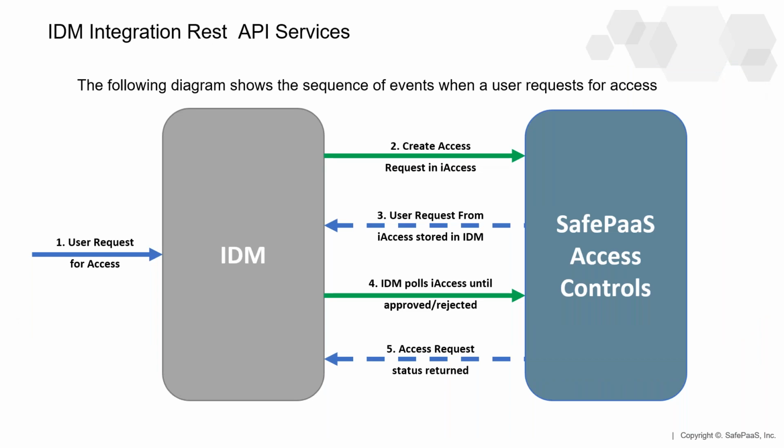So if you do have an IDM system, we do provide API services. So SafePass access controls can work in conjunction with your ticketing system, if that's what you're using for manual IDM, or if you're using a sophisticated IDM system, you've already invested in that, you don't need to throw that away. We can leverage that and basically talk to it through these various IDM services that iAccess offers, which is one of the products that we'll talk about in our case study.